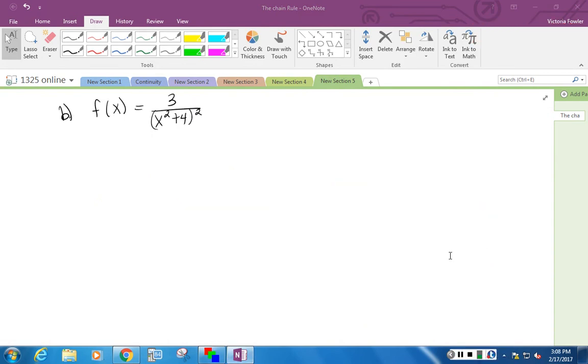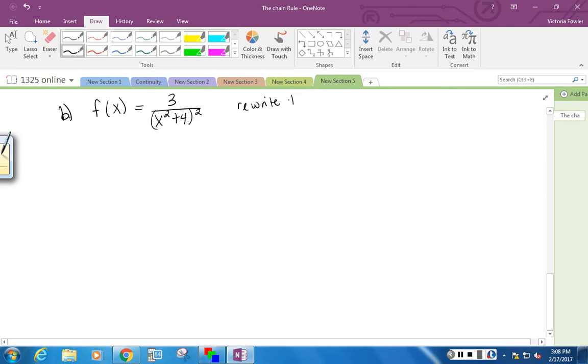Okay, so now we have example B here, and it does say in my heading I'm going to use chain rule. So we've already talked about quotient rule. You could consider using quotient rule, but this does actually say use chain rule. So to use chain rule, I'm actually going to have to rewrite so that I can use the rules of derivatives that we've talked about before in previous sections.